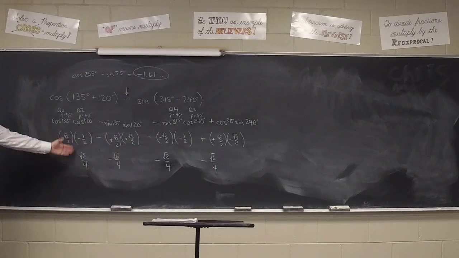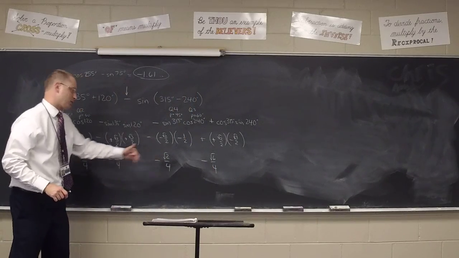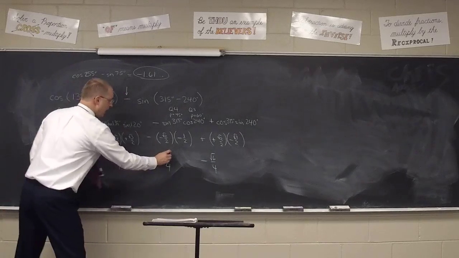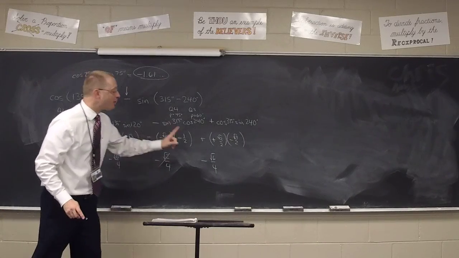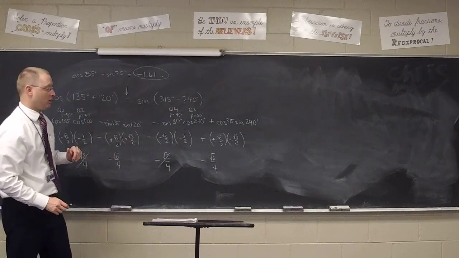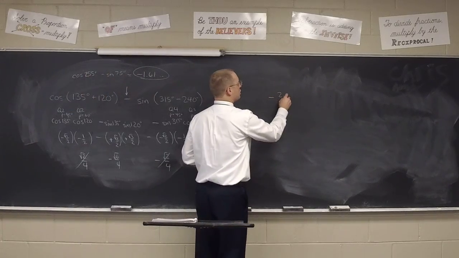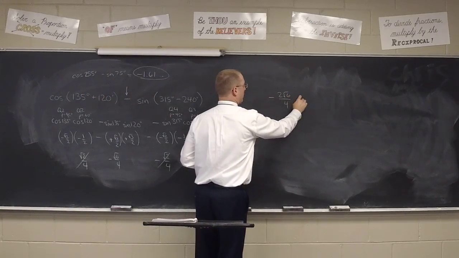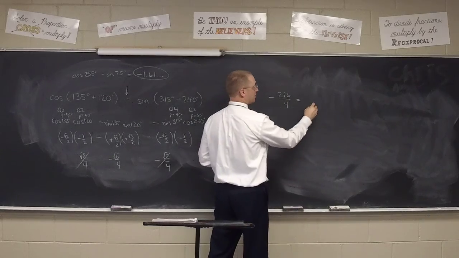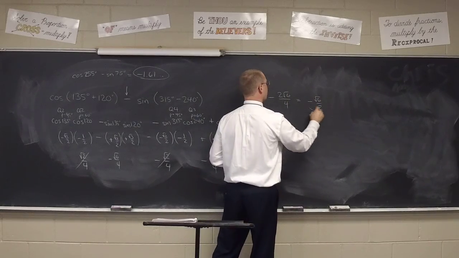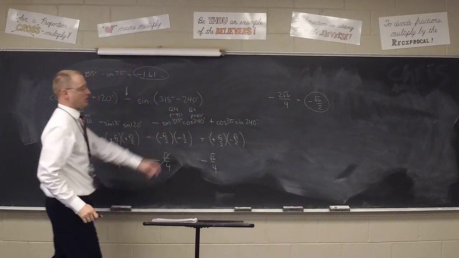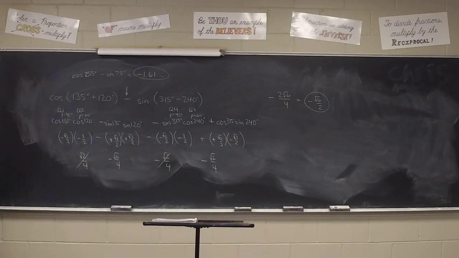So I've got a positive square root of 2 over 4 and a negative square root of 2 over 4. Those cancel. I've got a negative square root of 6 over 4 and another negative square root of 6 over 4. No, you can't cancel those. Negative 2 square root of 6 over 4 reduces to negative square root of 6 over 2, and that's our answer. Plug that into your calculator: take the square root of 6, make it negative, divide it by 2.